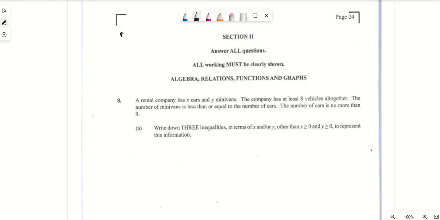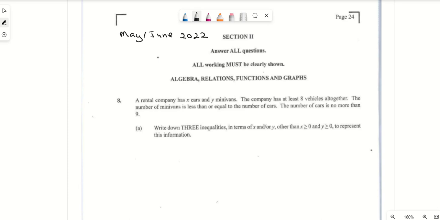This year that we're doing is actually May/June, May, June 2020, 2022. This one was algebra, relations, and functions and graphs. And when we read the question, we see it's an inequality question. So let us read this number 8.